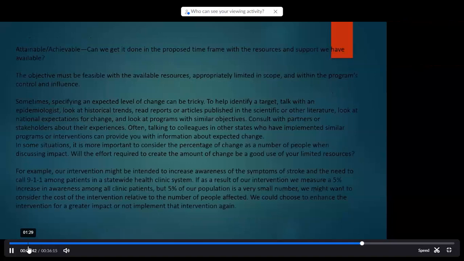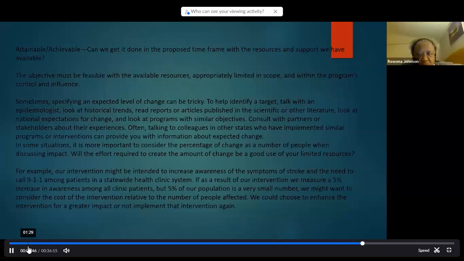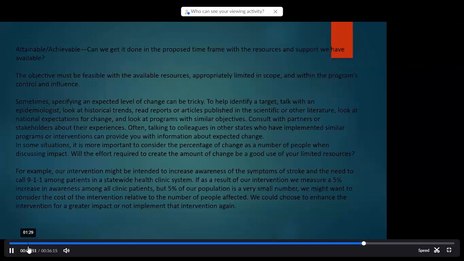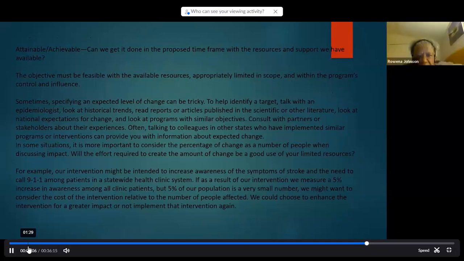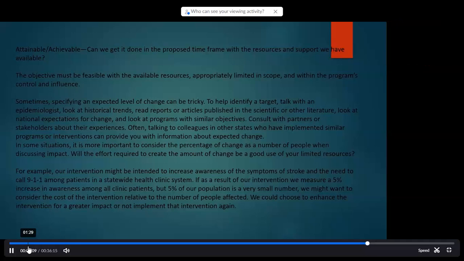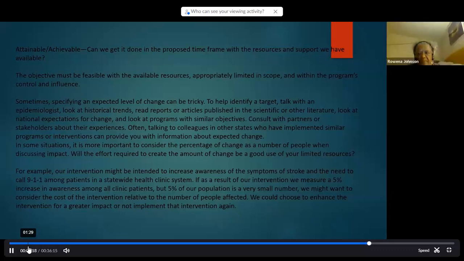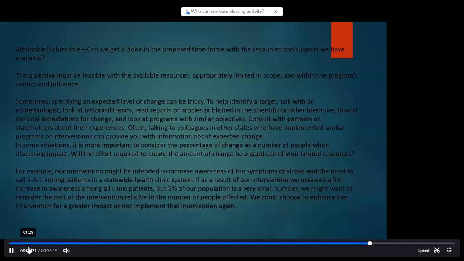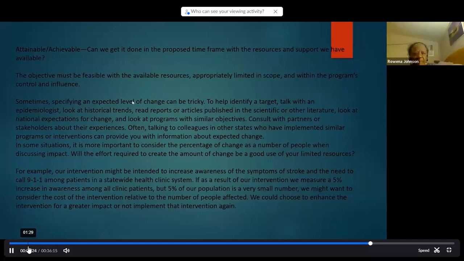Attainable. What do they mean by attainable? Can we get it done in the proposed time frame with the resources and support we have available? One of the problems nonprofits run into is that what they want to do is so big that it's not attainable because they don't have the resources to do it. For example, if a nonprofit says, we plan to bring on one staff person and we're going to train 3,000 students, that's not enough resource. It's not attainable. So you must match the attainability with the resources. Okay, let's continue.